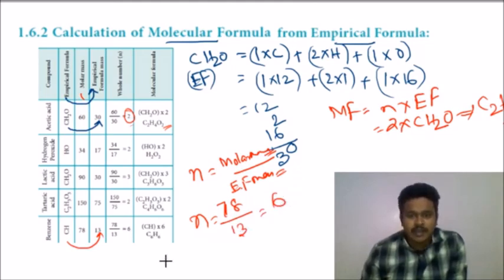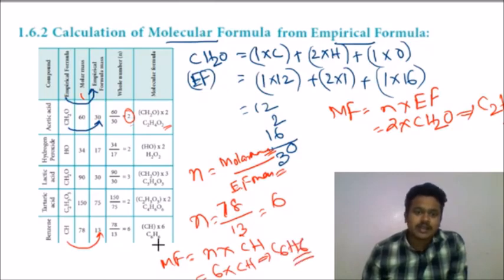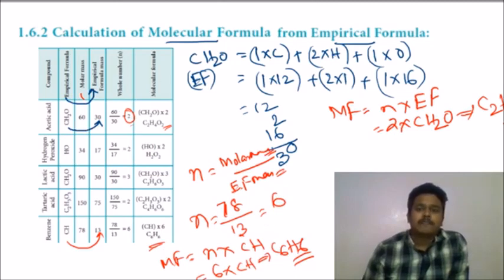Again, with the n value I need the molecular formula, which is equal to empirical formula into n. And what is the empirical formula? CH. n here is 6, so 6 into CH. What do I get? C6H6 like that. That is the benzene formula you are getting. Similarly you do for the remaining.